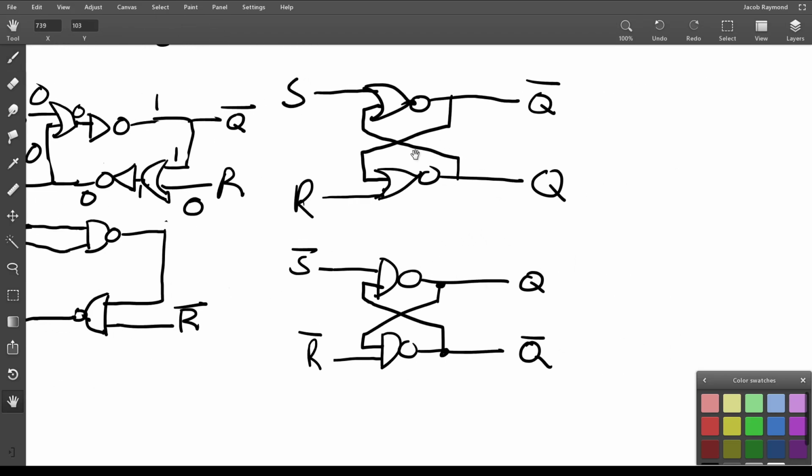But yeah, these are the two main ways that you can make an SR latch. One with the NOR gates, and one with the NAND gates.